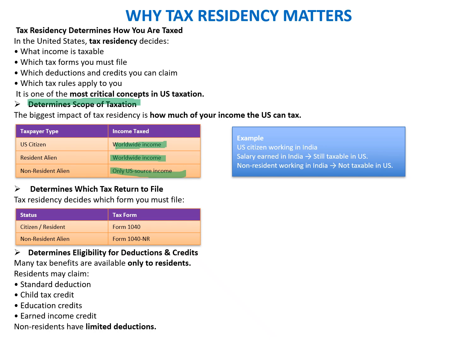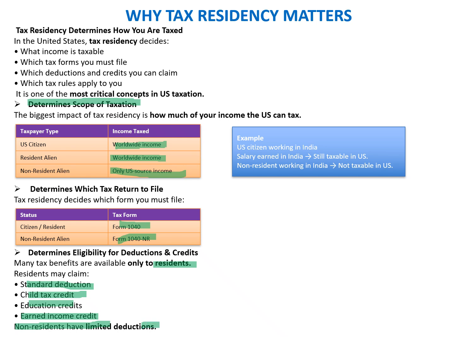But for this slide, we need to understand why it matters, because a different residential status will invoke a different concept of taxability. Second is determining which tax return to file. For a citizen and resident, the form is 1040, but for a non-resident alien, it is 1040-NR. Third is determining the eligibility for deductions and credits. Many tax benefits are available only to residents. Residents may claim the standard deduction, child tax credit, education credit, and earned income credit, while non-residents have very limited deductions.